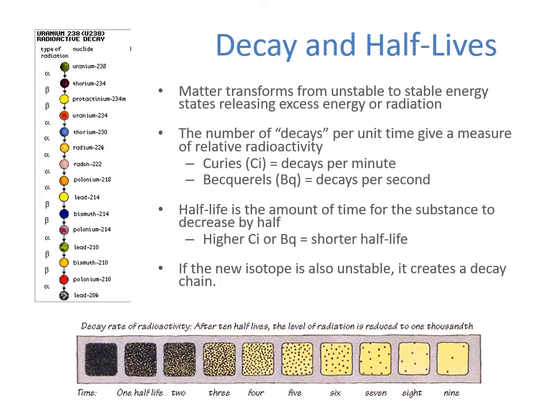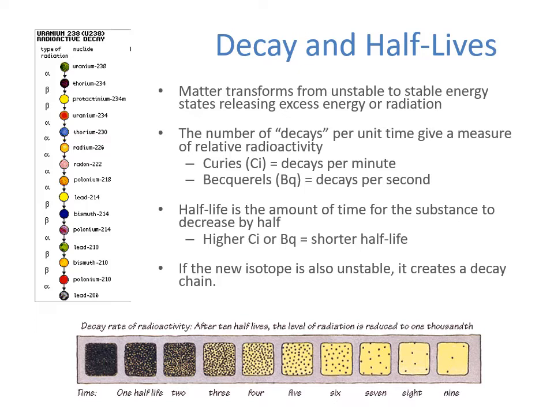Now, one of the key concepts with radiation is what's called both decay and half-lives. So these unstable atoms transform themselves over time from unstable states to stable states, and in the process will release energy or radiation. So the number of decays per unit time is a measure of radioactivity or relative radioactivity. It's commonly called Curies after Madame Curie, i.e. decays per minute, or becquerels, or Bq, which is decays per second.